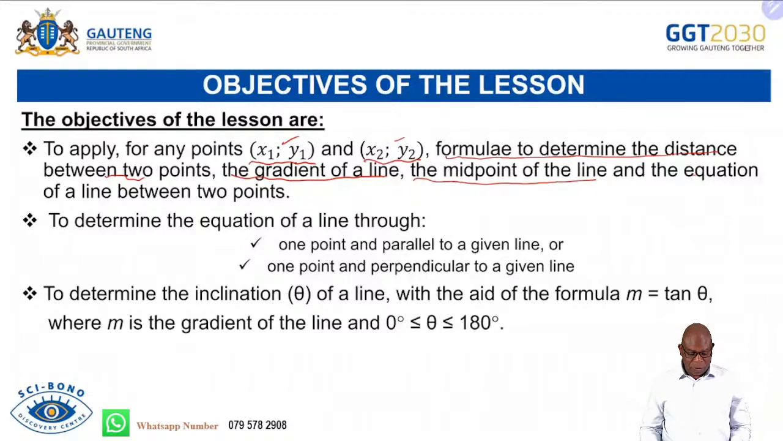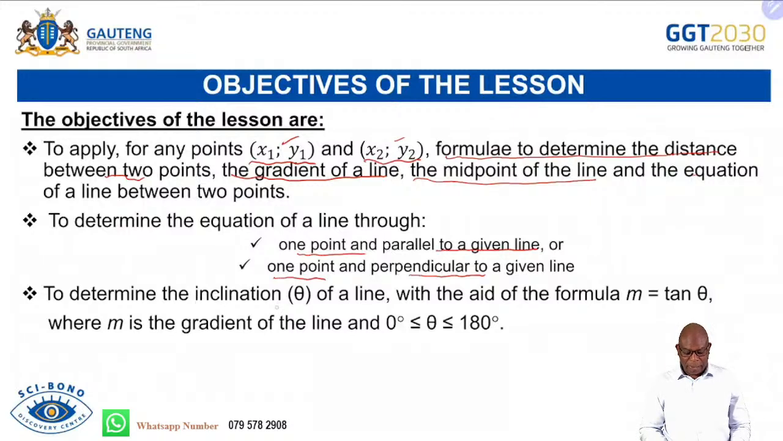The next one is to determine the equation of the line through 1 point and parallel to a given line. In other words, we have a point given and we are told that this line is parallel to the other one. The other one will be 1 point and perpendicular to a given line. So we still have 1 point, but the line where that point is, is perpendicular to the other line.